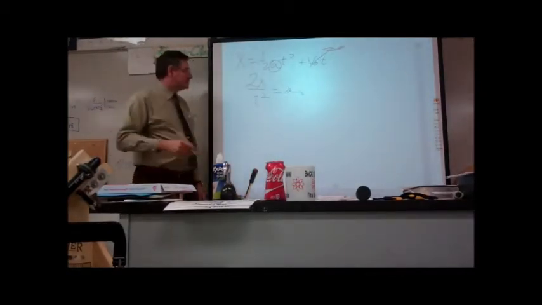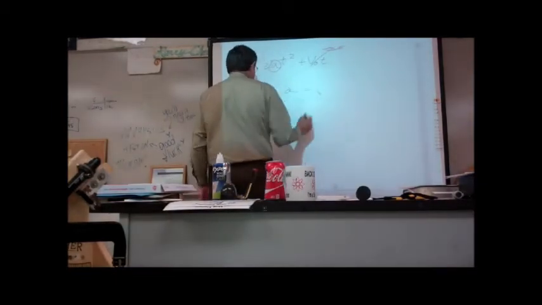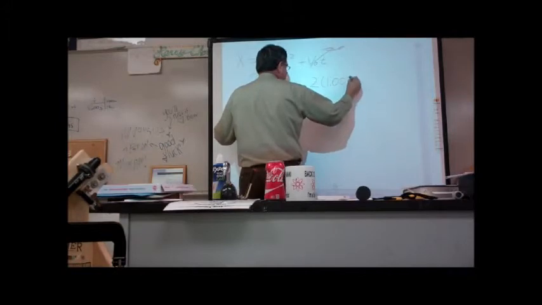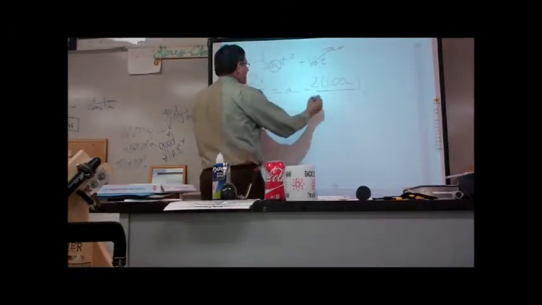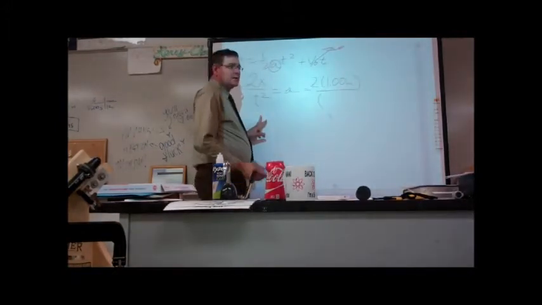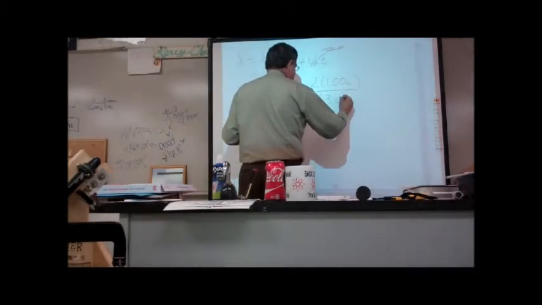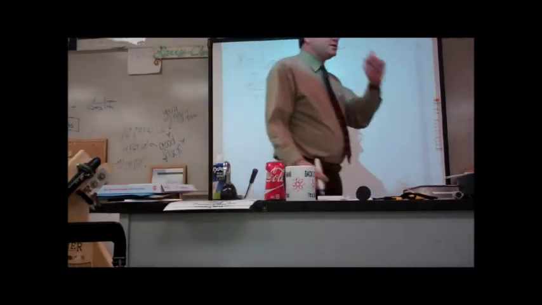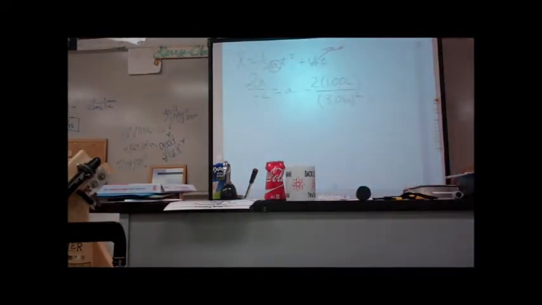Good? So in this case, I'm going to take 2 times 1 meter, and then I'm going to divide that by my time squared. What was the time? 3.06 seconds squared. Now, here's the big question. What units should I get? Do I get meters per second squared? Yes. How cool is this?